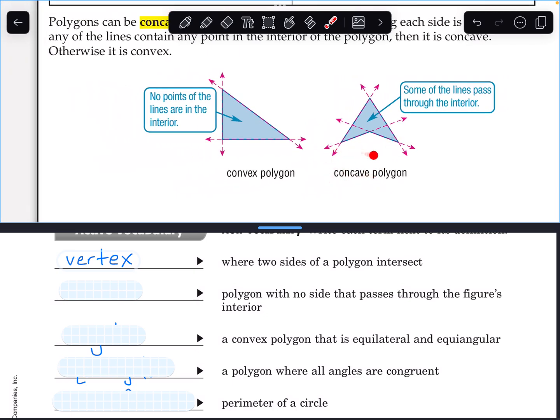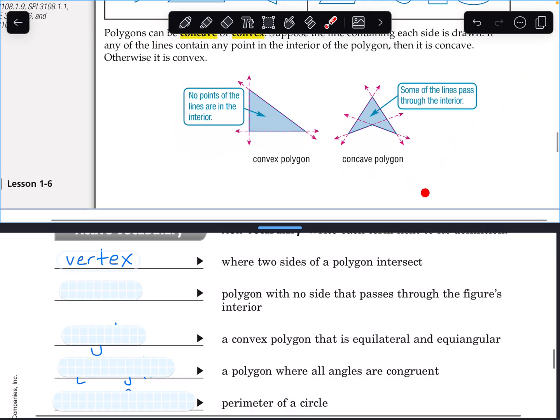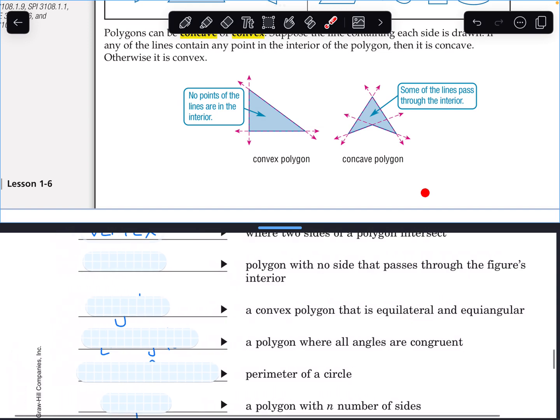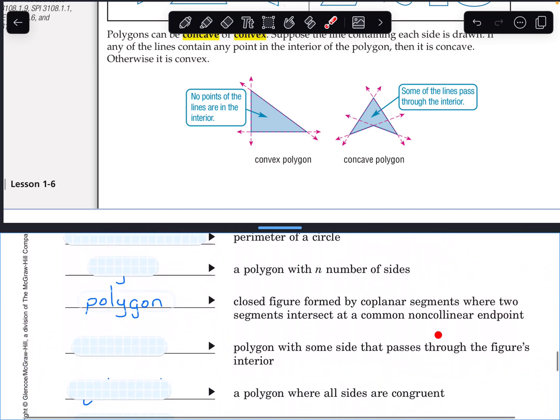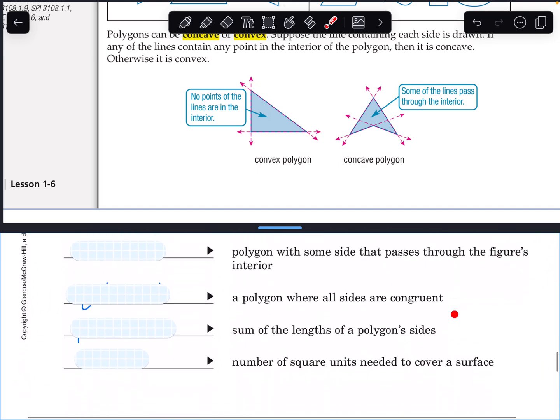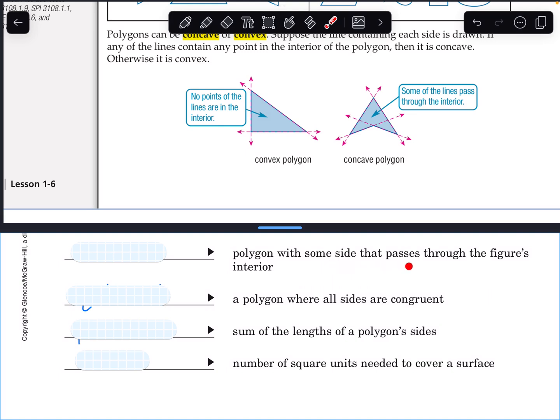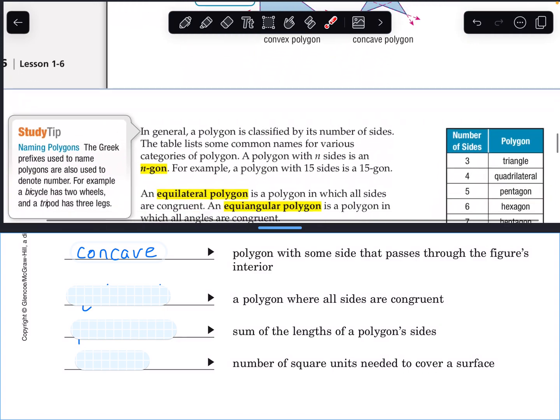Visually, it looks like something has caved in. If you take a convex polygon made out of cardboard or something and push really hard on the one side, you could collapse it in on itself and make it cave in and make it concave. So a polygon with no side passing through the interior, convex, and a polygon with some sides passing through the interior, concave. Let's go on.